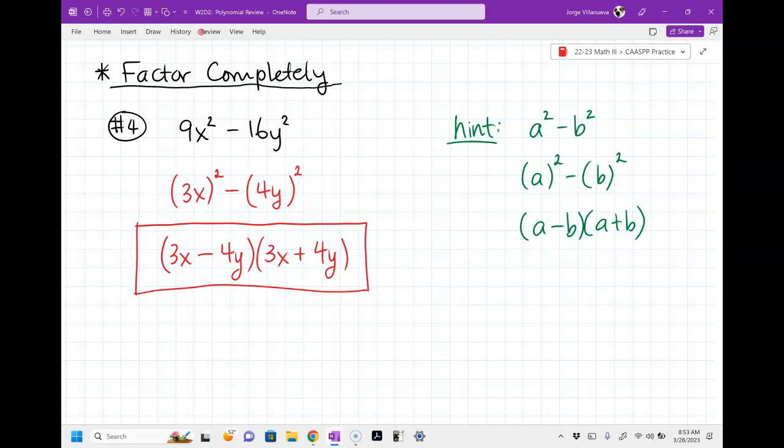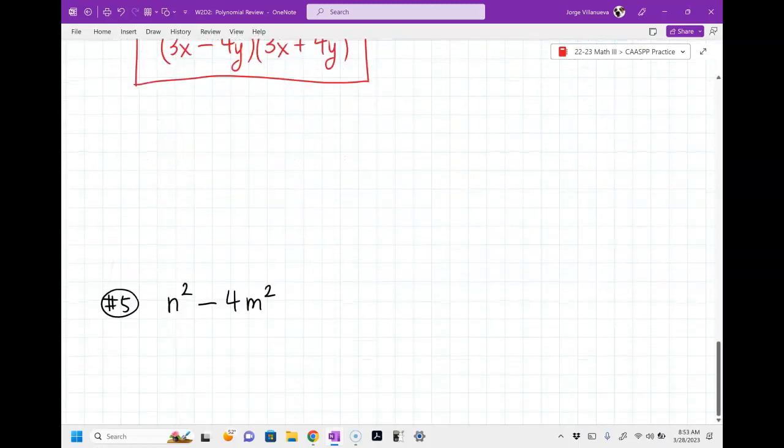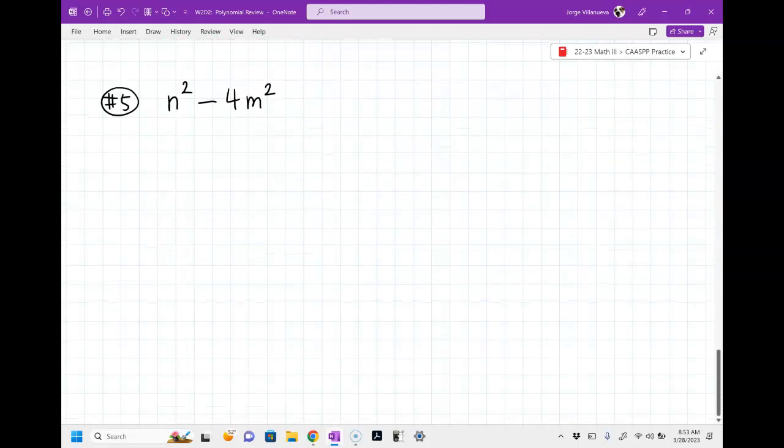So we got one more like this. This one looks a little bit less complicated. But again, we want to check, is it a difference of 2 squares? Very first thing you want to ask yourself is, is it a difference? Yes, it is. You see subtraction. Can I write them as something squared minus something squared?